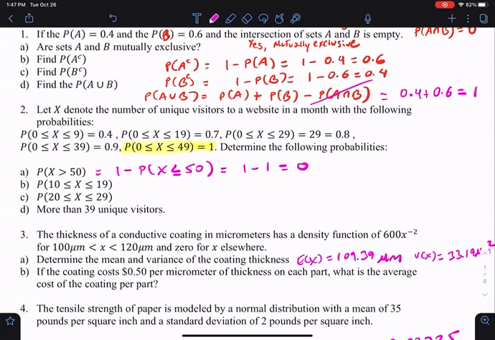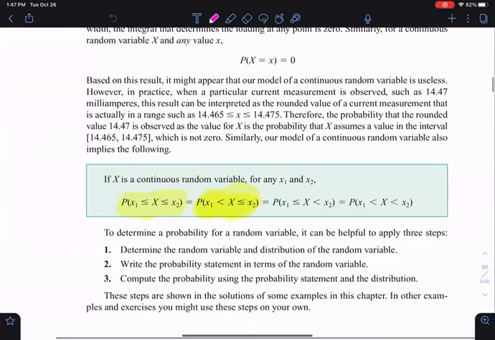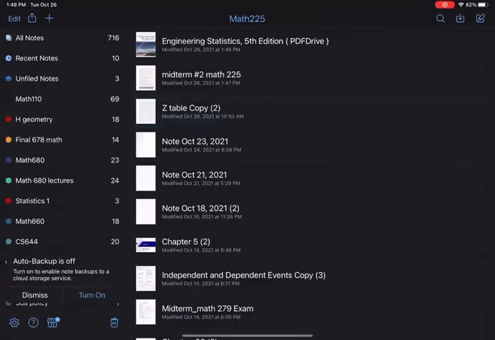There's a rule in your textbook that they mention about this. I want to show you this really quick. That's right here, right? So this is if X is a continuous random variable, for any X1, X2, this holds true. So I'm gonna use this rule specifically, okay? This one right here, okay? I'm gonna use this to solve those problems, okay? So let's go back to that.